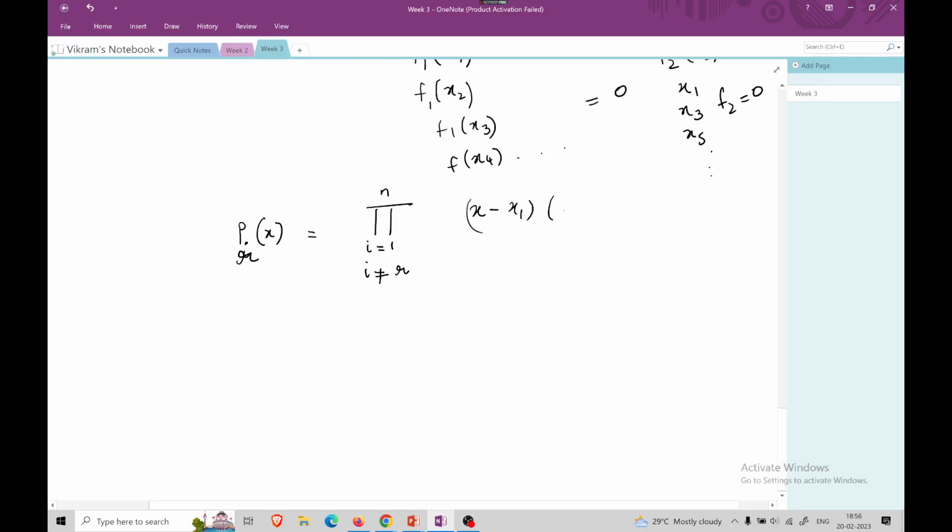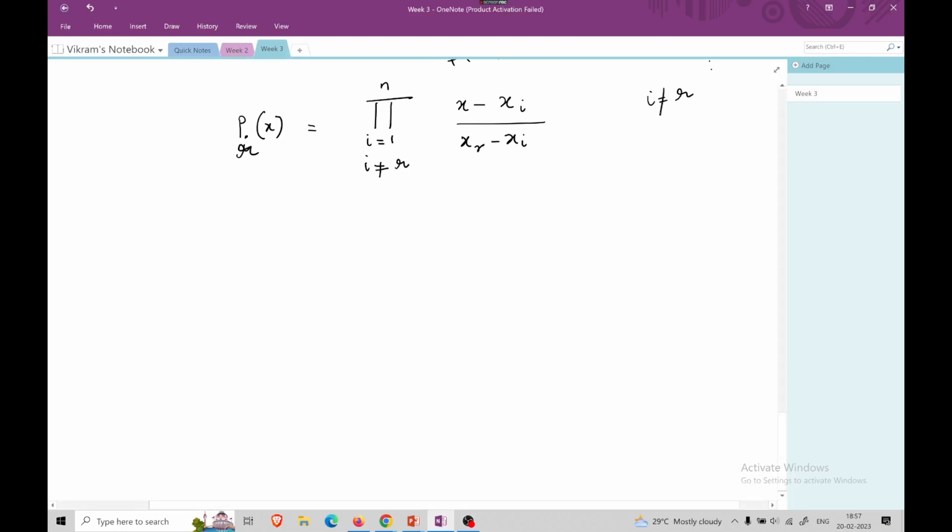x minus xi by xr minus xi. So here, obviously if i is equal to r, then xr minus xr becomes 0 in the denominator, so this becomes undefined. So we have to avoid this. So i not equal to r.